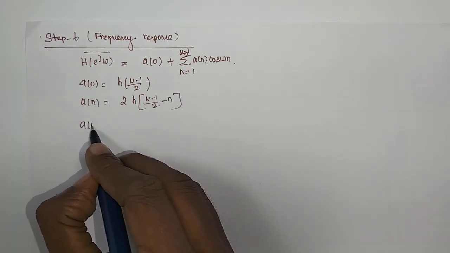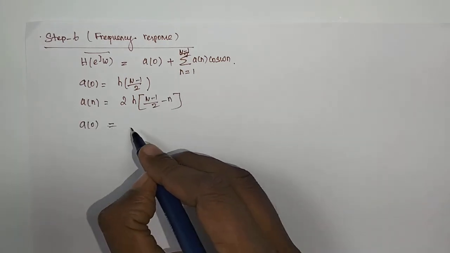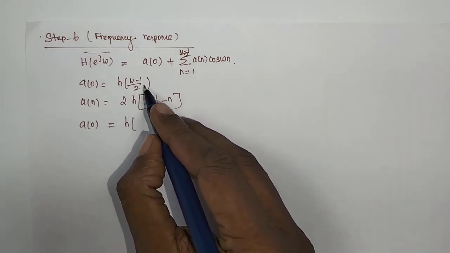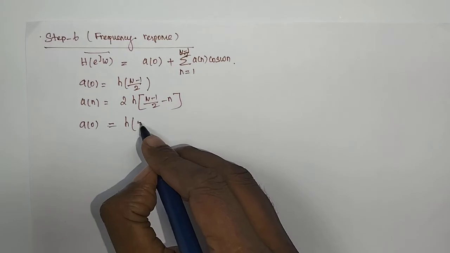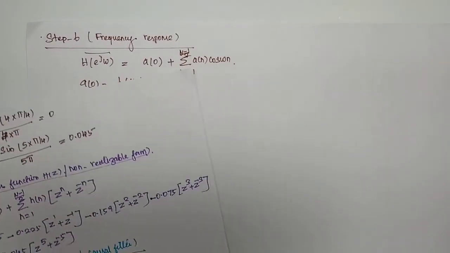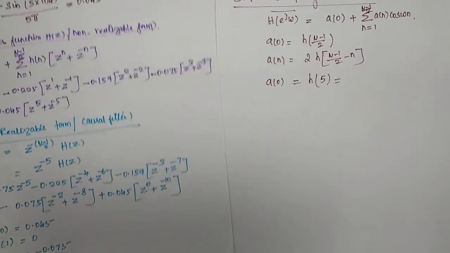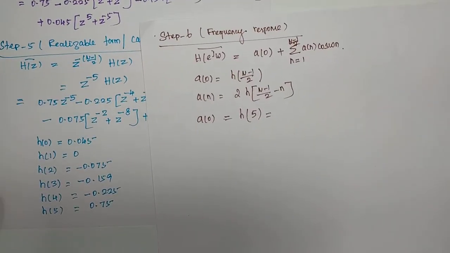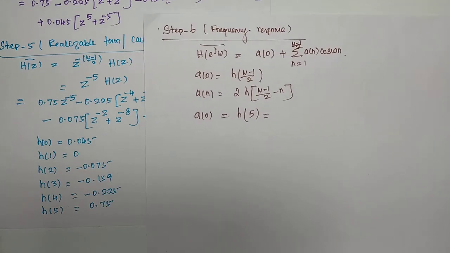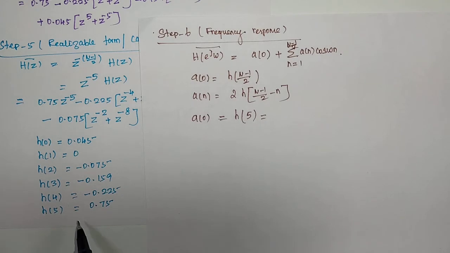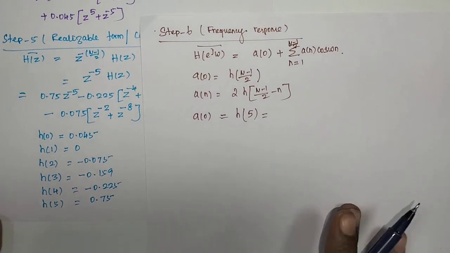So from this, first find the value for the filter coefficient a of 0, that is h of (n minus 1) by 2. 11 minus 1 is 10, 10 by 2 is 5. So h of 5. You know that we have already found the filter coefficients, so for a of 0, h of 5, it is 0.75.